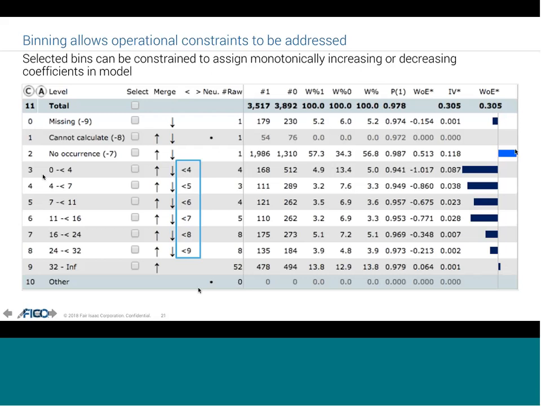With a binned approach, you can actually place constraints on the solution by stating, when the coefficient for bin 3 is being optimized, it also needs to satisfy the constraint of being less than the solution for bin 4. Bin 4 less than 5, 5 less than 6, and so on down the line.